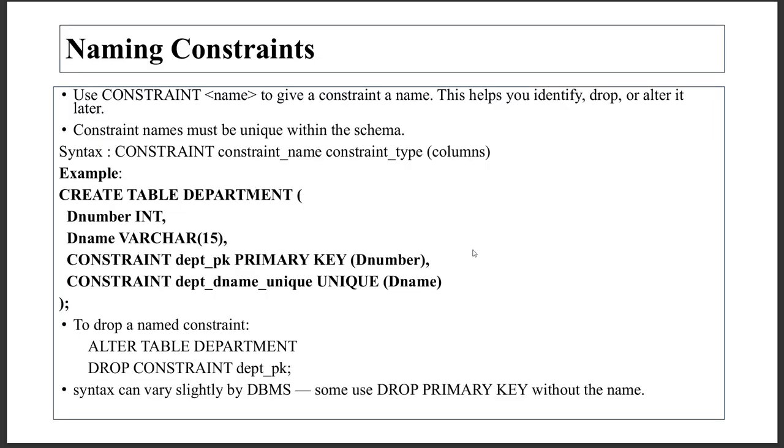Now, naming constraints. Use constraint name to give a constraint a name. So you can give a name to a particular constraint also. Sometimes we can write the constraint with the attribute itself. Sometimes I can add a separate line mentioning it as constraint and then give my own constraint name. So like this also I can create. What is the syntax associated with naming the constraint? There is constraint, constraint name, constraint type, and the columns which are associated with that.